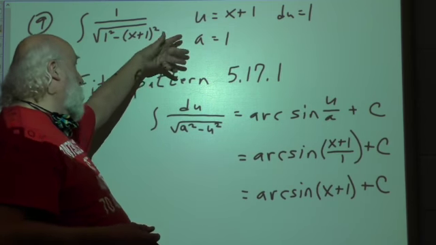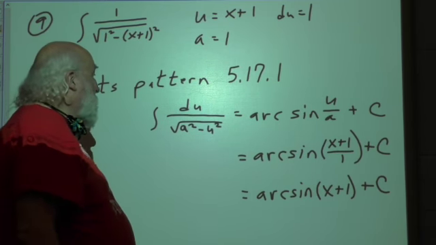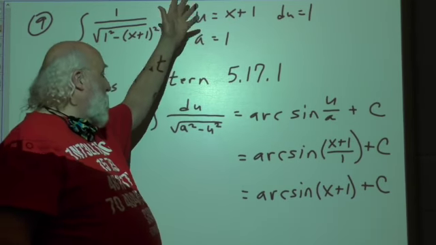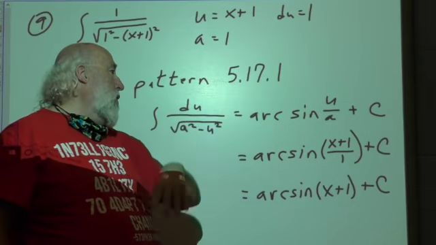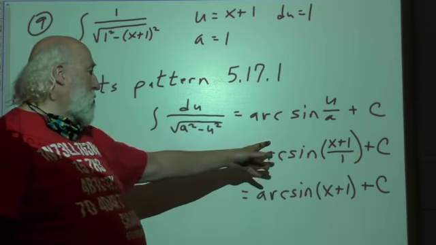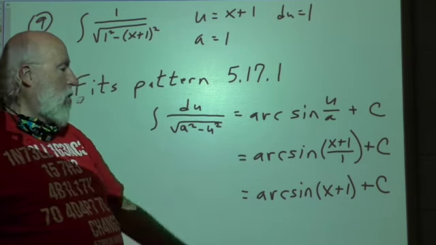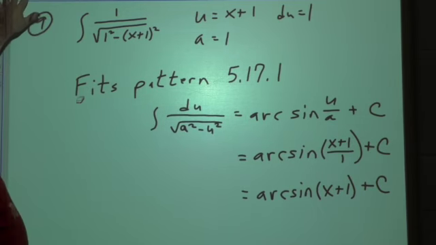Except the fact that it confirms what we have there. But this is equal to the arc sine of u over a. Well, we said u is x plus 1, a we said is 1, and plus c. So it's x plus 1 over 1, which is x plus 1. So the arc sine of x plus 1 plus c is our answer for number 9.